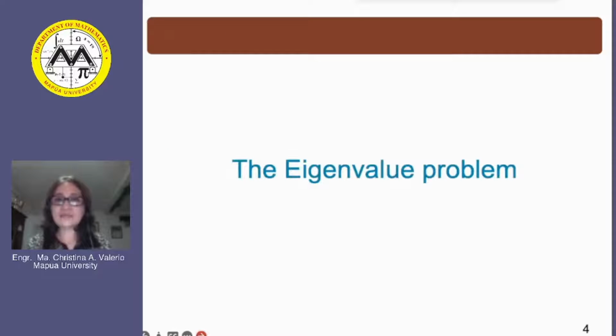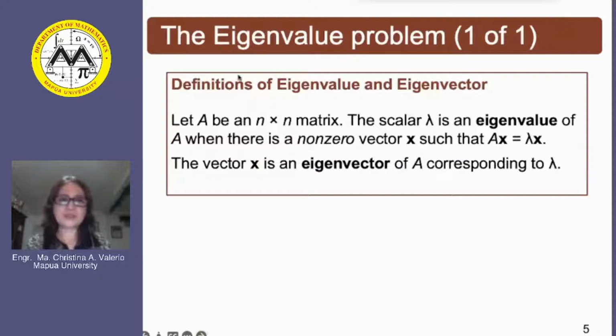The eigenvalue problem. This is the definition of eigenvalue and eigenvector. Let A be an n by n matrix. The scalar lambda is an eigenvalue of A when there is a non-zero vector x such that A times x is equivalent to lambda times x. The vector x is an eigenvector of A corresponding to lambda.